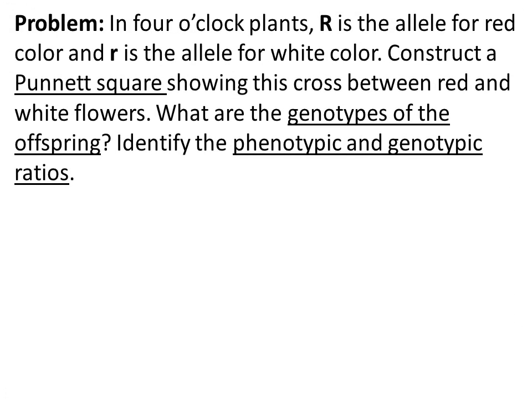Okay, let us solve the problem. This is found in your module, page 8. In 4 o'clock plants, by the way, do you know why they are called 4 o'clock plants? It's because they bloom at 4 o'clock in the morning and then they close their petals at 4 o'clock in the afternoon. Anyway, big R is the allele for red color. Small r is the allele for white color.